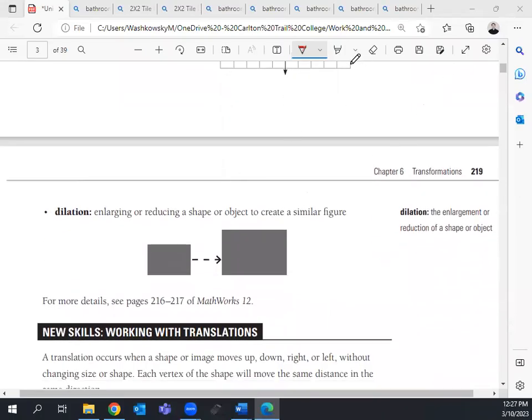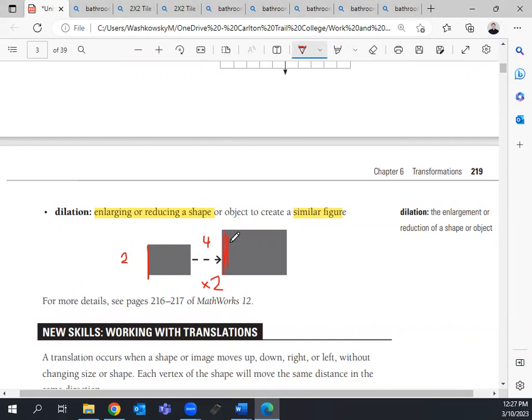So when you dilate something, all you're doing, and we've done this before, is enlarging it or making it smaller, and it creates a similar figure. So again, in this case, let's imagine that this line here is maybe 2 centimeters, and on our bigger shape, it is 4 centimeters. What's happened is this has been dilated by 2, right? It's been made larger by 2.